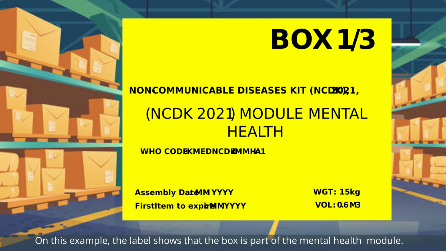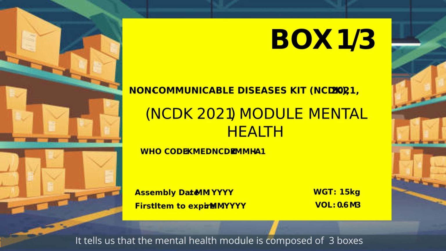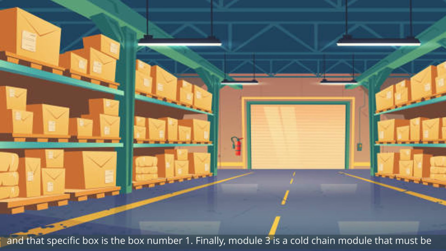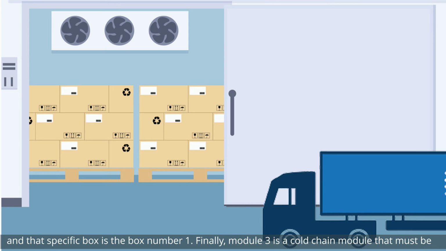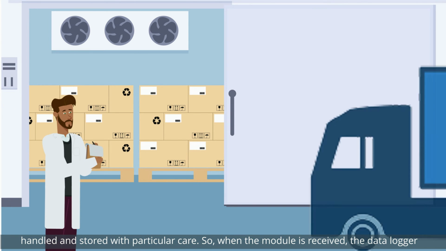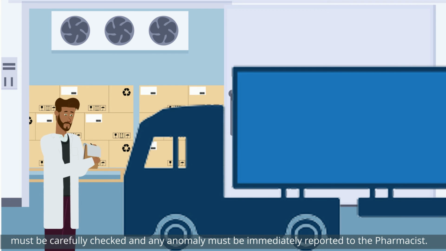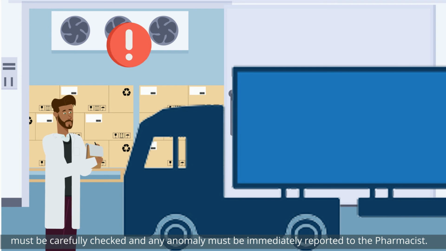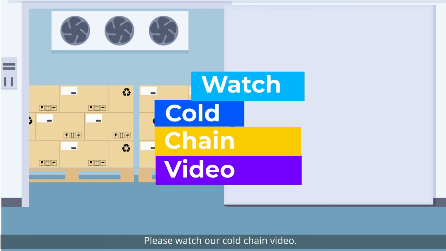In this example, the label shows that the box is part of the mental health module. It tells us that the mental health module is composed of 3 boxes, and that specific box is box number 1. Finally, Module 3 is a cold chain module that must be handled and stored with particular care. So, when the module is received, the data logger must be carefully checked and any anomaly must be immediately reported to the pharmacist. Please watch our cold chain video.